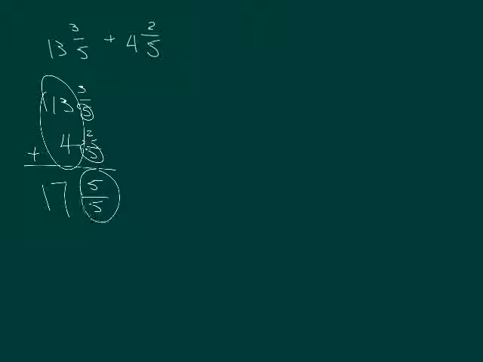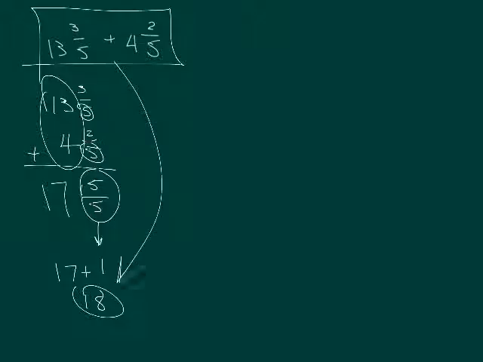Well, in this particular one, 5 over 5, I have one number over another, and both of those numbers are the same. So when you have the numerator and denominator that are the same, you can replace that with a 1. So this actually is 17 plus 1, or 18. So when you add these mixed numbers together, you end up getting 18.